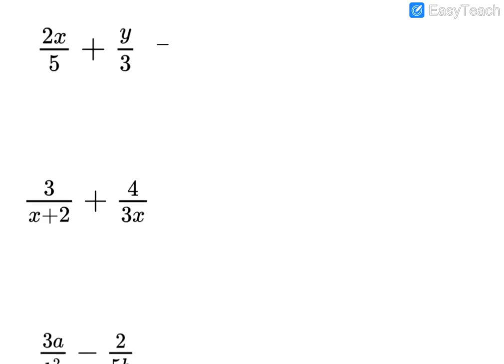15 is my new denominator for each, and I am adding those fractions. So that's our first step. Now we need to think about what I have done to this fraction to change that bottom number to 15. I had to multiply it by 3, so I must be doing the same on the top. I'm going to multiply this by 3, so if I've got 3 lots of 2x, that's going to be 6x.